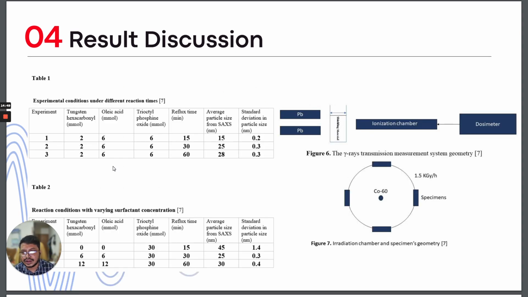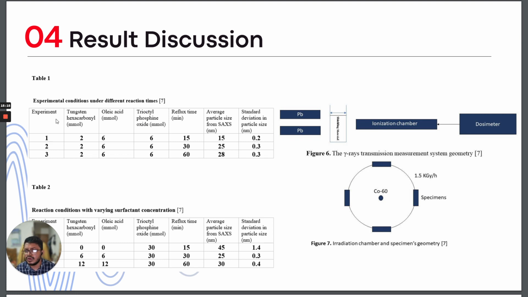Result. Our next slide is result discussion. You can see the X-ray transmission measurement system geometry. Here we use a dosimeter, an ionization chamber. Then we can put the shielding material here, lead and lead here. Experimental conditions under different reaction times.